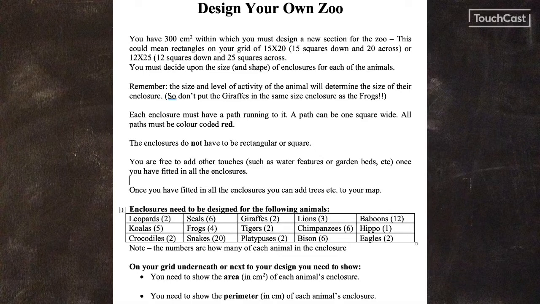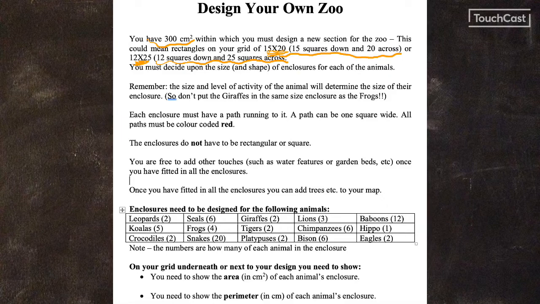Okay, so today, hopefully you all have grid paper left. Today you have 300 squares to design a new part for a zoo. Now on your grid, this can look like 15 squares down and 20 across, or 12 squares down and 25 across. So that's 15 times 20, or 12 times 25. That's what it's going to look like on your grid paper. When you rule that up, you need to use your rulers and grey lead pencils.